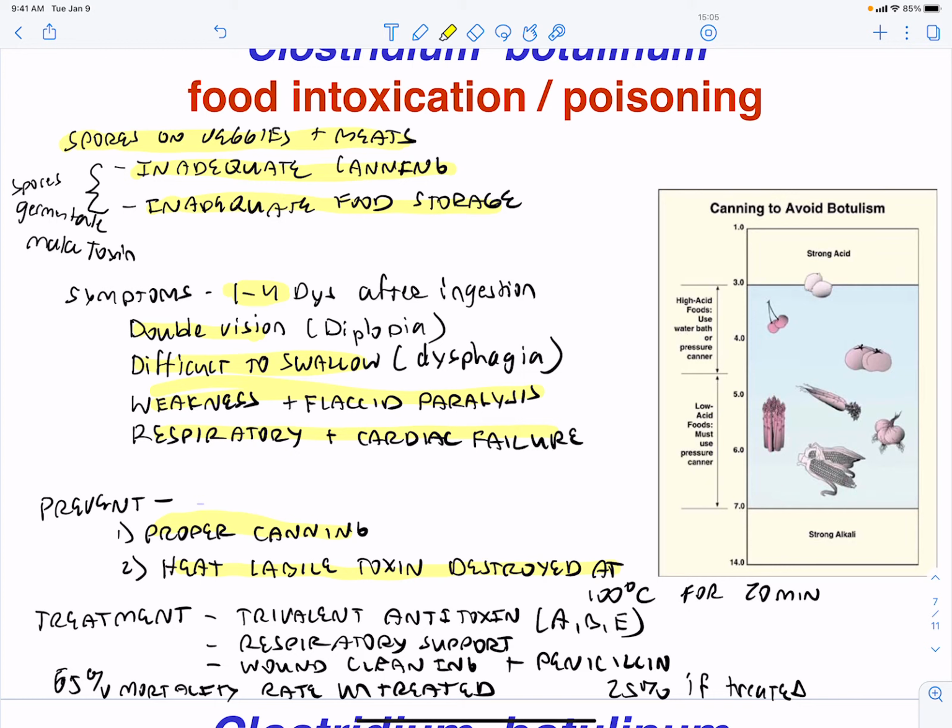The treatments are going to be an antitoxin, and there are different types of toxins. The most common for humans are A, B, and E. So it's a trivalent antitoxin because there's not really time to figure out which one a person is infected with. You need to treat people very quickly. You have to have respiratory support, make sure that they can breathe. There's also going to be, of course, cleaning of the wound if there is an actual wound, and penicillin. If it's untreated, there's about a 65% mortality rate. Even in those treated, there still is a relatively high mortality rate, about 25%.